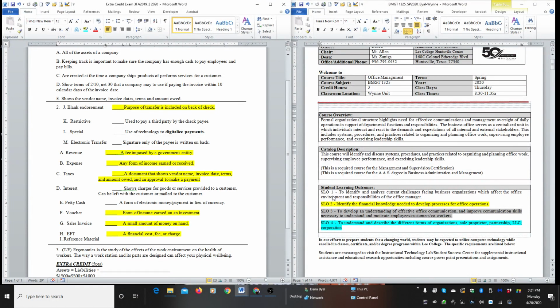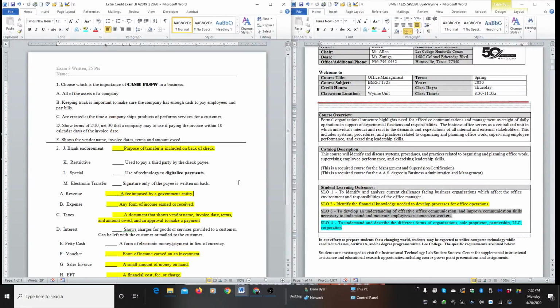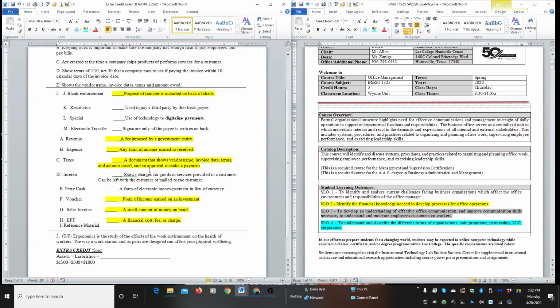So I could assess all 4 of these student learning outcomes at the end of the semester if need be. Okay, but we're only required to assess 2 of them. I'm going to talk to you a little bit about these 3 that I have highlighted and show you where my assessment comes from. So as you can see, SLO 2, Student Learning Outcome number 2, identify financial knowledge needed to develop processes for office operations, comes from exam 3, okay, where I have an area that's matching.